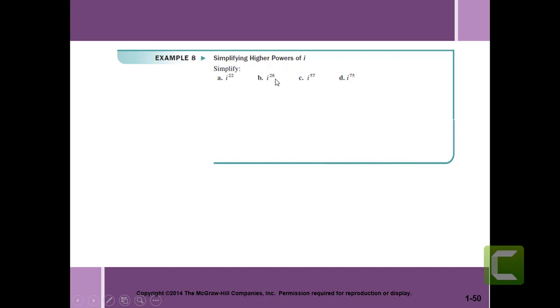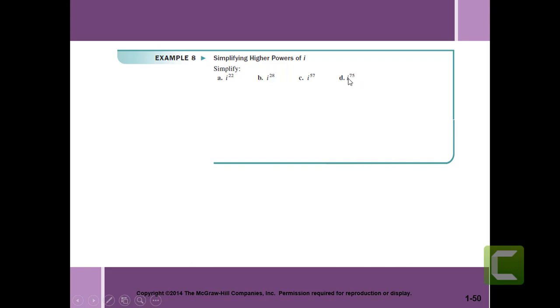Okay, what about this one here? i to the 28th. Well, again, ask ourselves, is this divisible by 4? And in this case, it is, because 4 times 7 is 28. So that means the remainder is going to be 0, and i to the 0 is 1. So this is going to be 1, because any multiple of 4 is going to be 1. Okay? And then i to the 57th, well, we look at how many 4s, what's the remainder here? So 4 goes into this 14 times, and we're going to have a remainder of 1. So that means that this reduces to i. So far we've got, this is going to be negative 1. This reduces to 1. And this reduces to what? i.